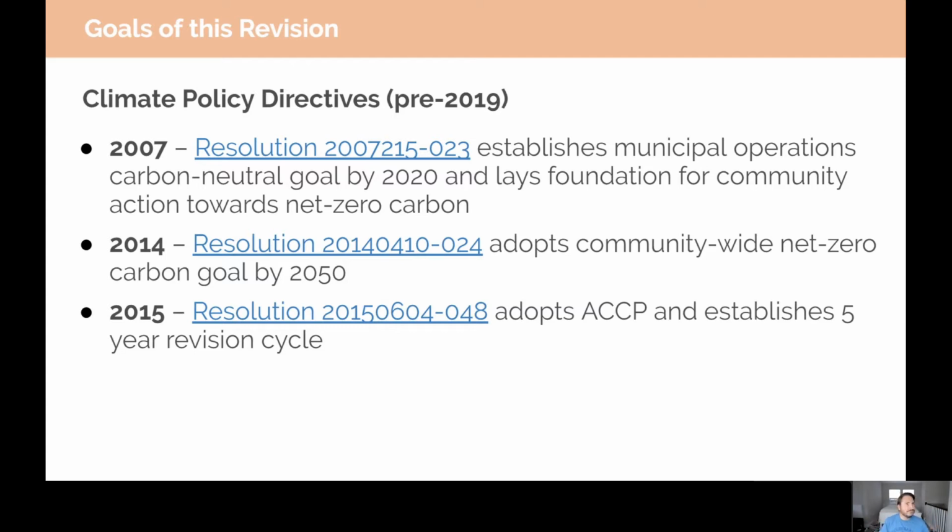We worked with about 60 community members back in 2015, had working groups, and we created the first Austin Community Climate Plan. That was adopted by City Council in 2015. We've been working on implementing the different programs and policies in that plan. And now we're at the 5-year mark. So in that plan, it said that after 5 years, we should revise the plan. So starting in fall of 2019, we jumped into this revision.